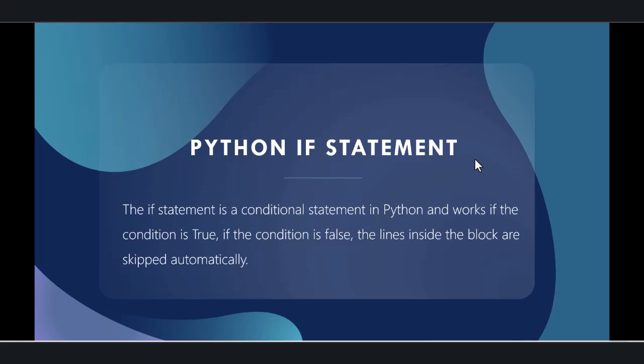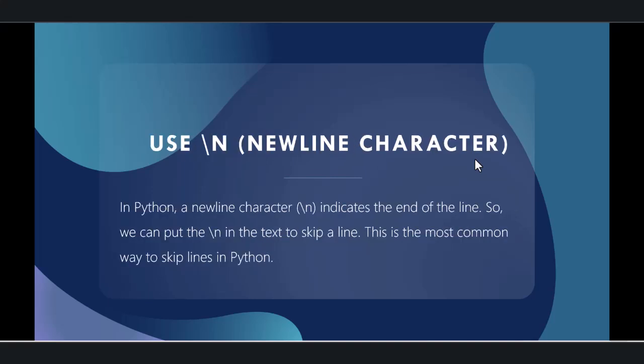Now we will see second method, that is using \n, that is new line character. In Python, new line character indicates the end of the line. So we can put the \n in the text to skip a line. It is a common way to skip line in Python. By adding \n after any text, we can skip that line and it indicates the end of the line. We will see an example.